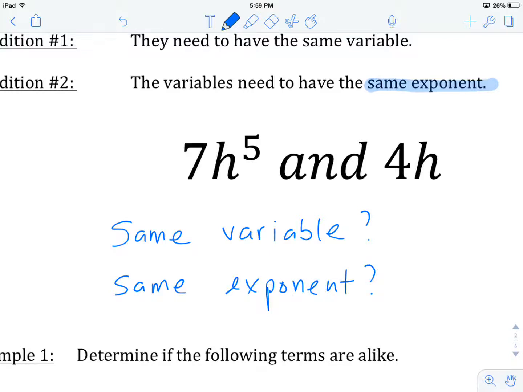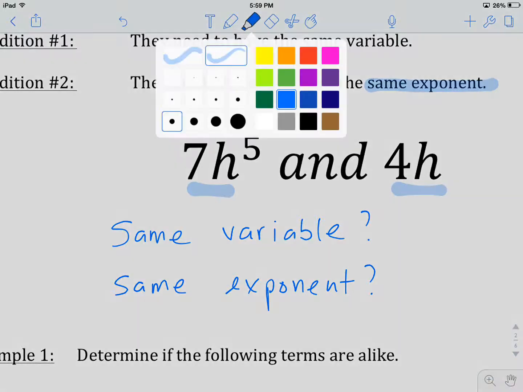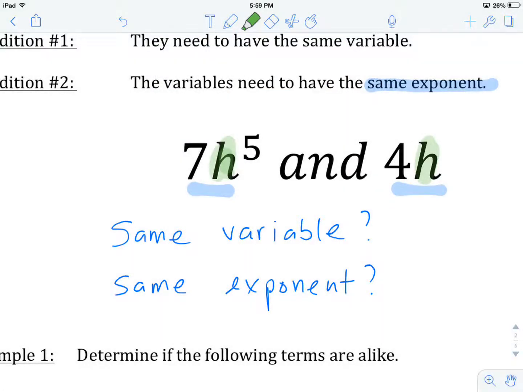So here I've modeled it. Let's look at 7h to the exponent 5 and 4h. Do these two terms, so again this is a term here and this is a term here, have the same variable? Well, they do. They have the variable h and the variable h. So they have the same variable, so that's a check mark. Do they have the same exponent?